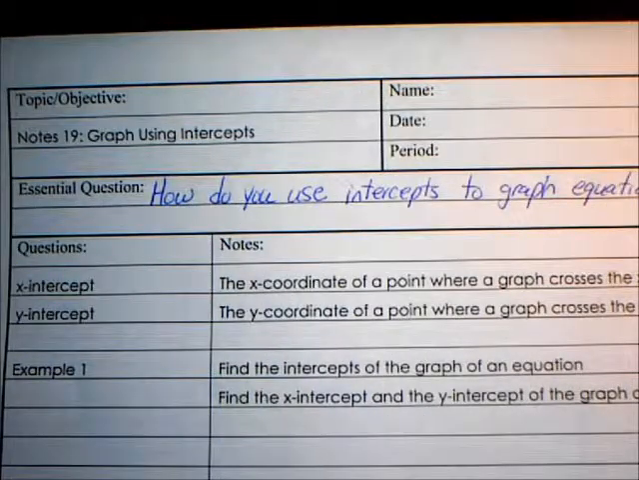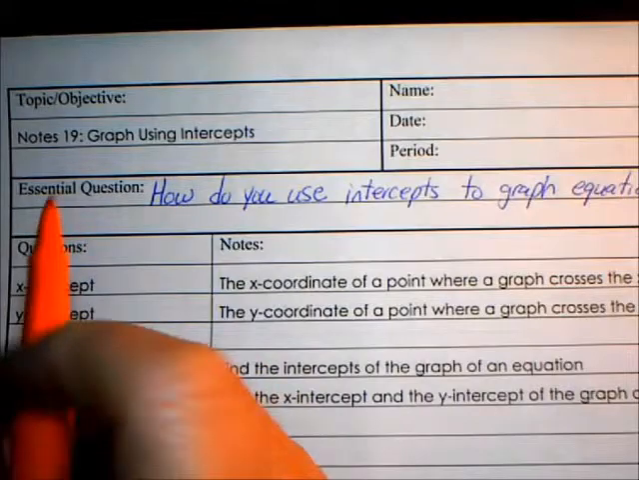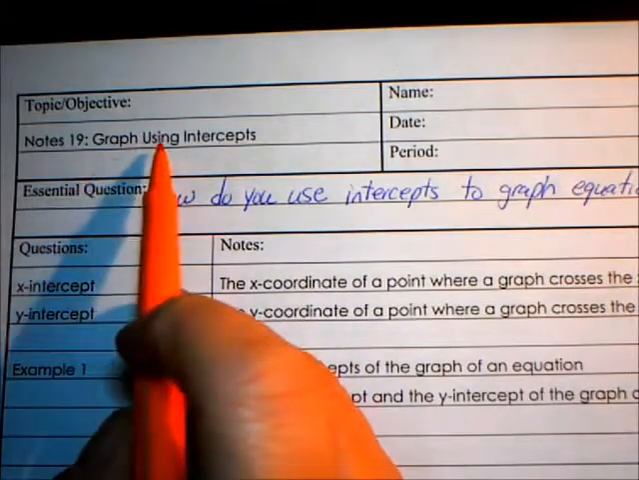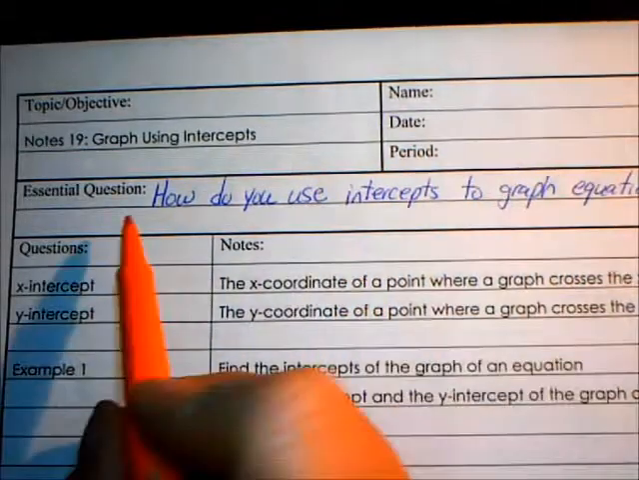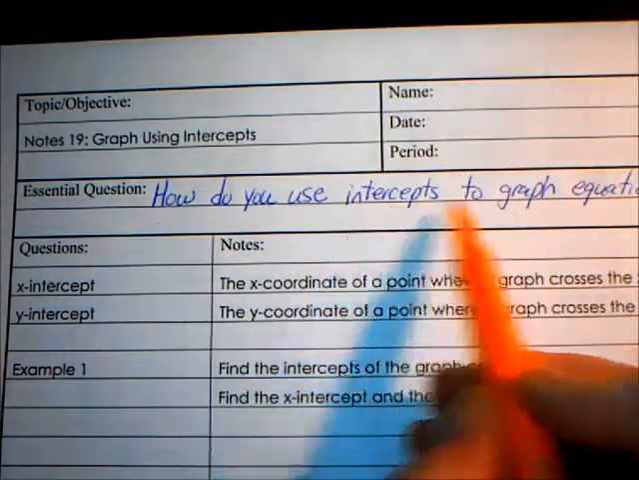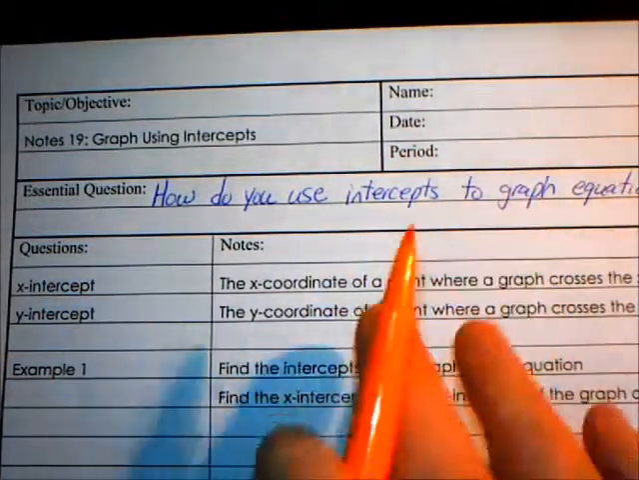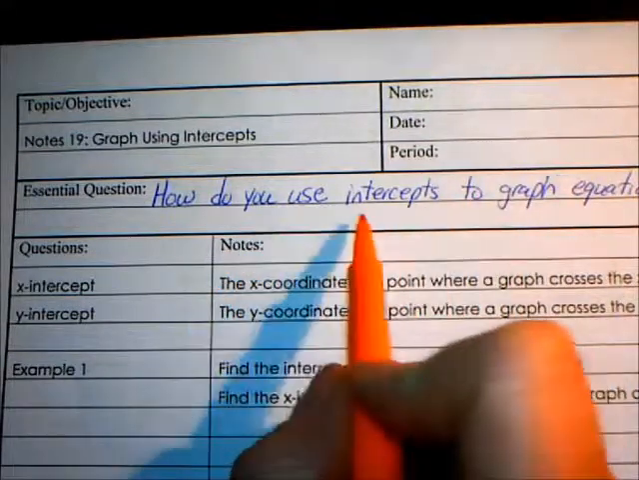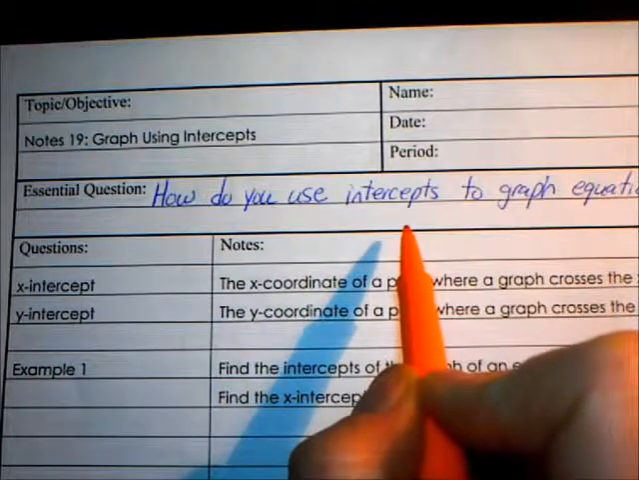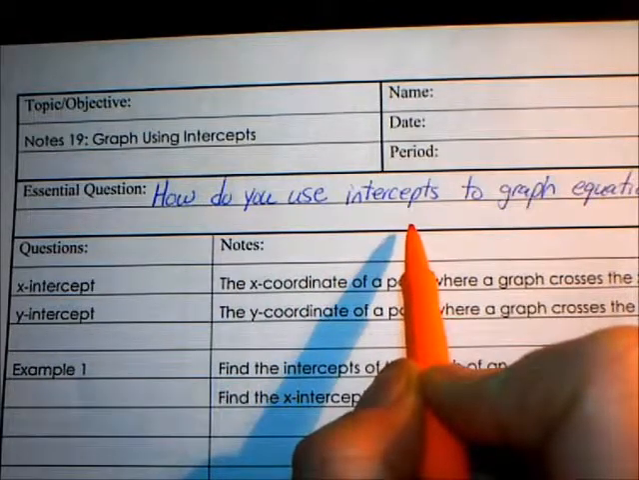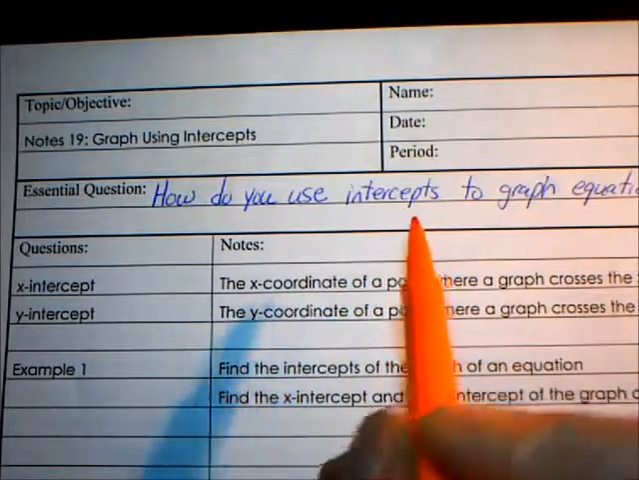Okay, this is Algebra 1, notes number 19, graphing using intercepts. Make sure you put your name, date, and period, and your essential question is how to use intercepts to graph equations. And to use intercepts to graph equations, you plot the x and y axis, your intercepting points on the x-axis, and you draw your line.